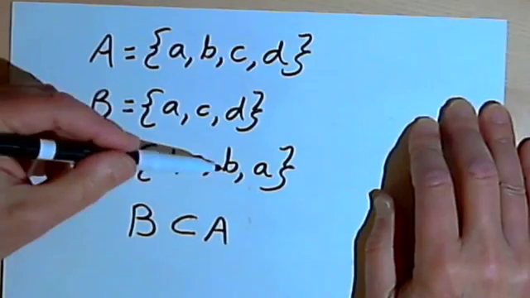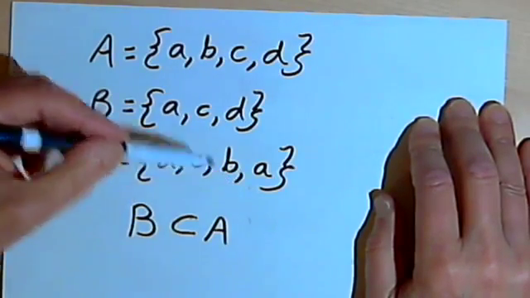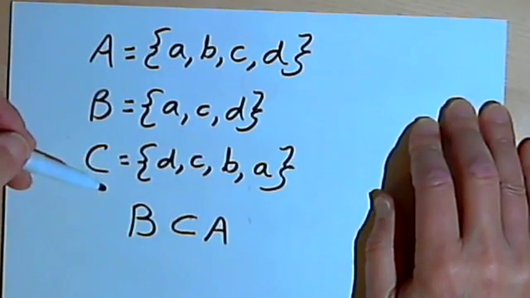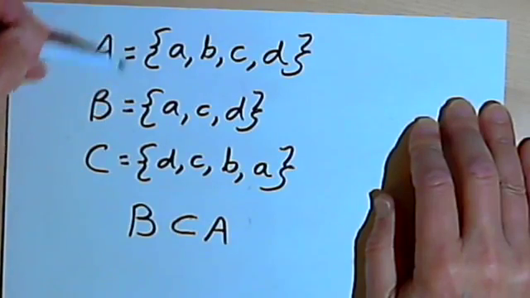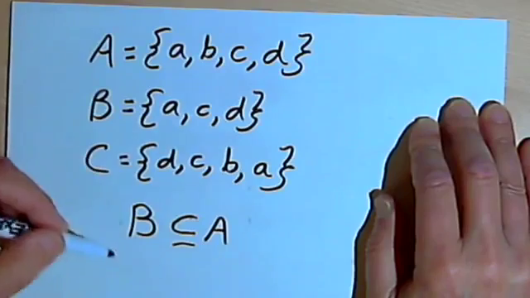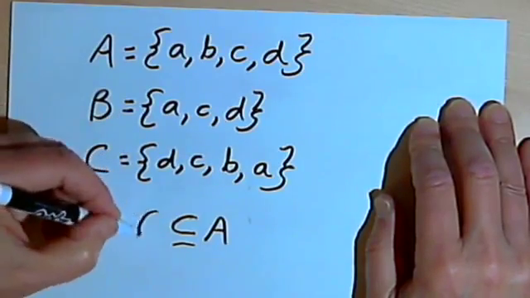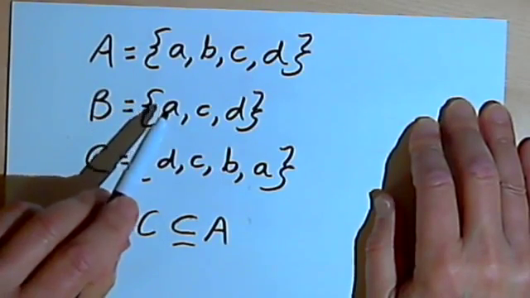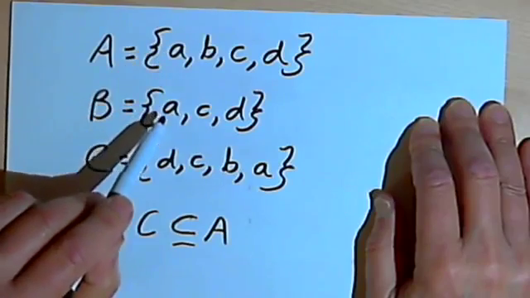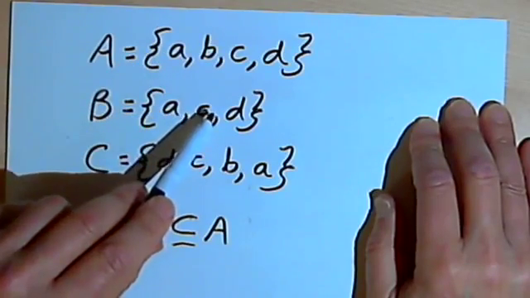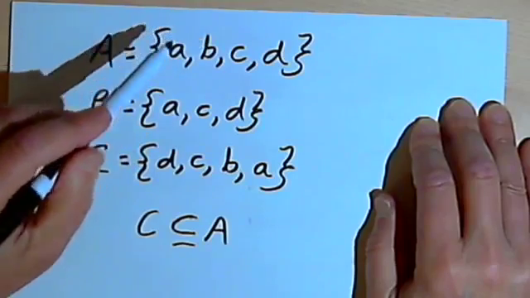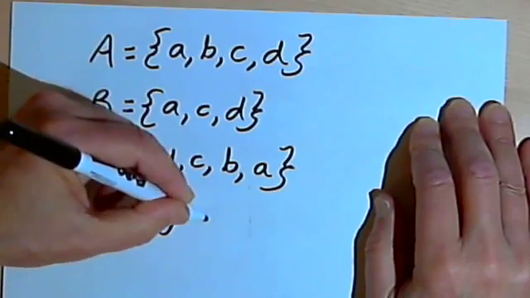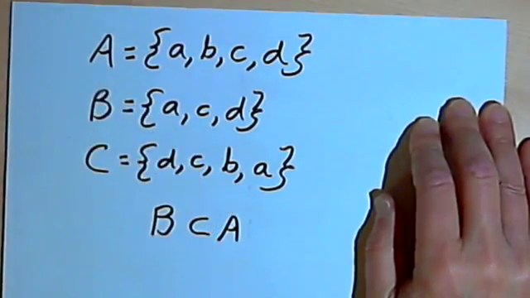Anytime all of the elements of one set are found in another set, we can say that first set is a subset of the other one. So set B is a subset of set A, and set C is a subset of set A. If you've got a set that is a subset but also has less elements than the superset, then we can say that it's a proper subset. So proper subsets have less elements than their superset.